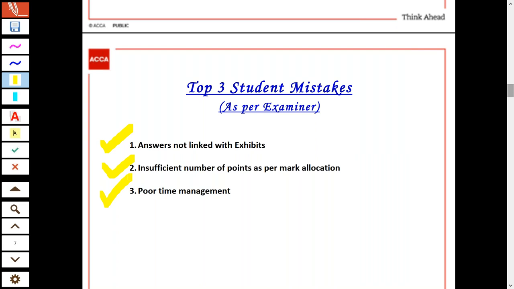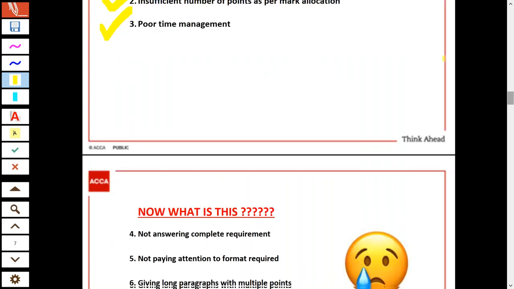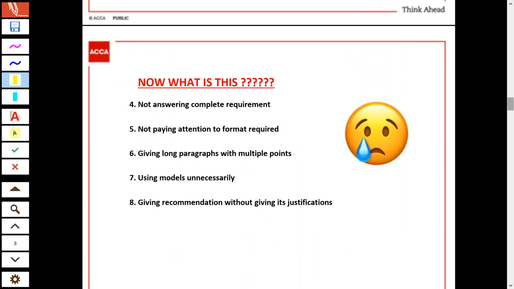I will talk about these 3 techniques, 1 technique per day. Today we will talk about how to link answers with the exhibit. Tomorrow we will talk about the number of points and the length of your answer. And the day after tomorrow, we will talk about how to manage your time. Okay. Now, guys and girls, take a look at this.